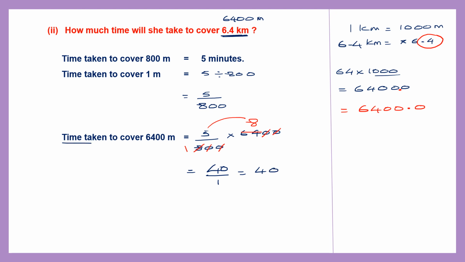What have we found? We have found the time taken. And since the time is all in minutes here, this will also be in minutes. So the time taken to cover 6400 meters is 40 minutes. So let's write our answer, 40 minutes. This is our final answer.